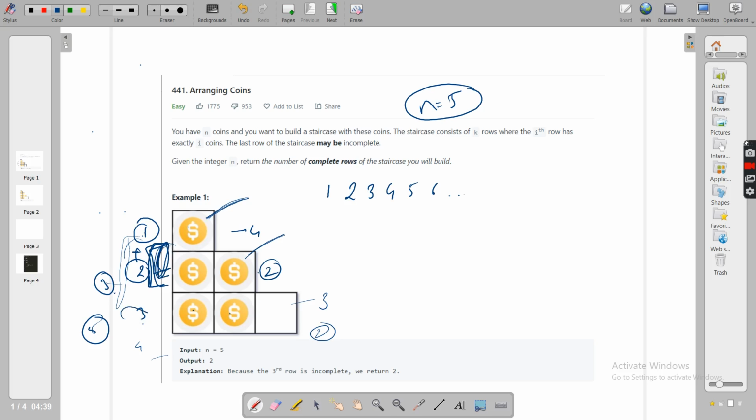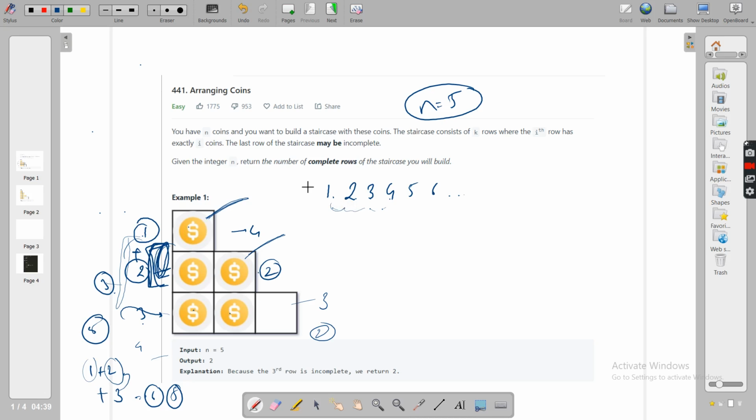Then you went on to the third row. The first row is complete and the second row is complete because you have enough coins. When you added the third row's coins, because in the third row you have to put 3 coins, the result became 6. But you have only 5 coins. So you see, guys, what we are doing. Consider them as possible staircases: the first staircase, second one, third one, and so on.